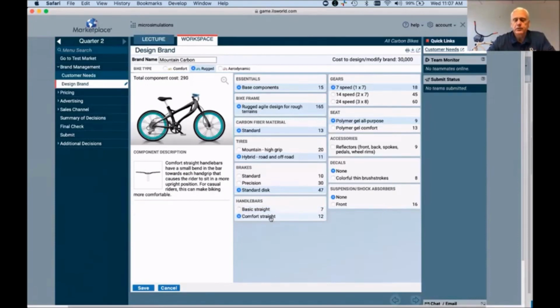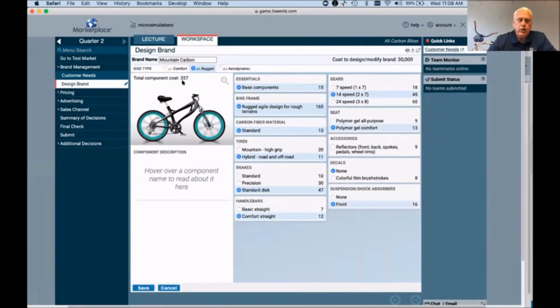I'll choose a comfort seat. I'm going to just do these things quickly. Now, excuse me, that was handlebars comfort. I'm going to choose a comfort seat. And let's see, I'm going to skip everything else and go down to suspension. All right, so the component costs are shown here, $337, given that particular selection of features. So I'm going to save.